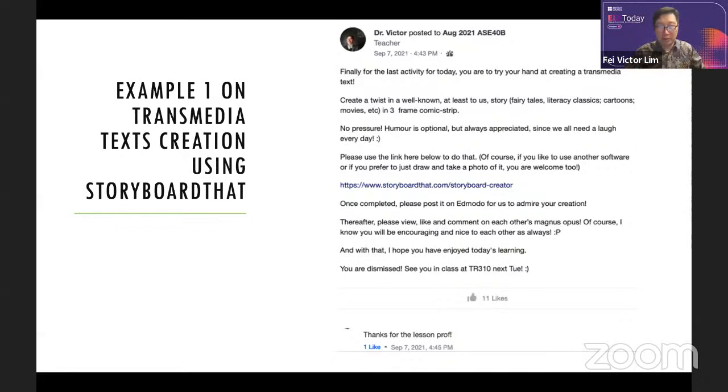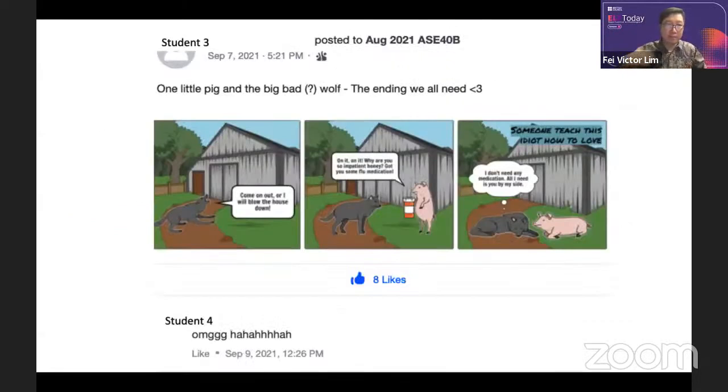Right? So they use Storyboard That to do that. And these are some examples, right? This is an example by one student using Storyboard That to create a comic strip, making a very interesting turn on the very familiar story of the Three Little Pigs, right?